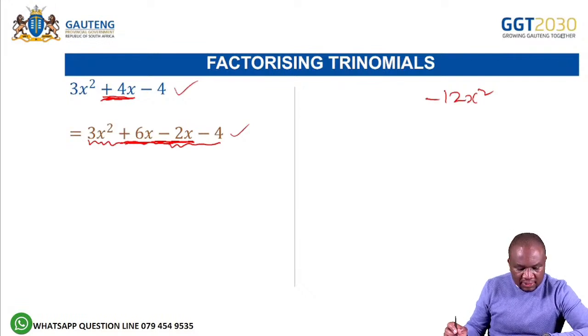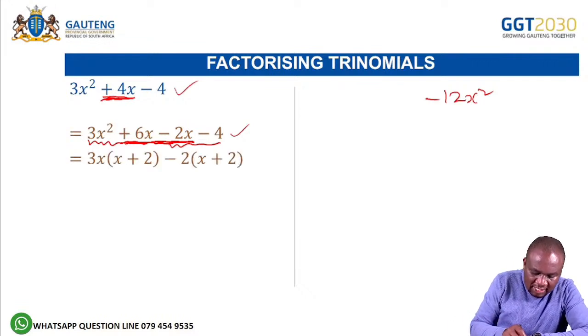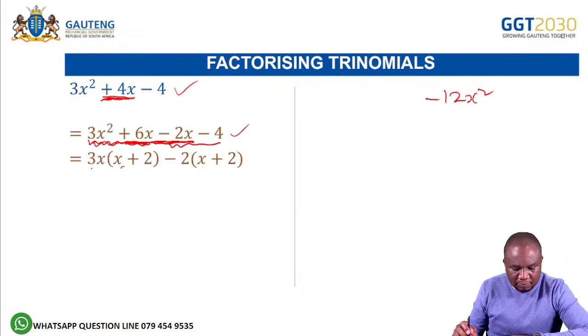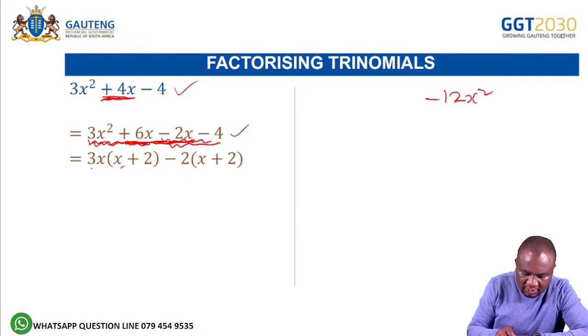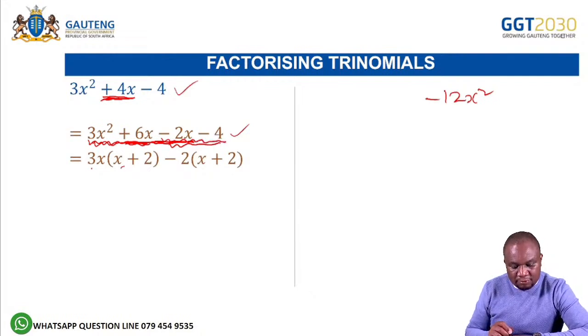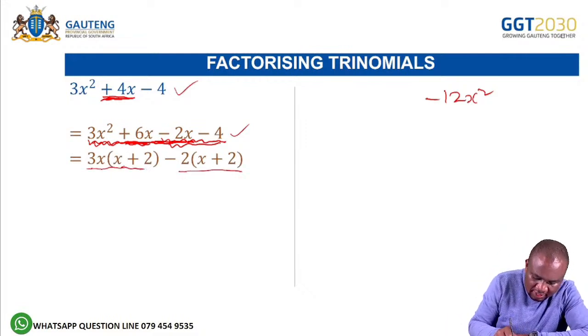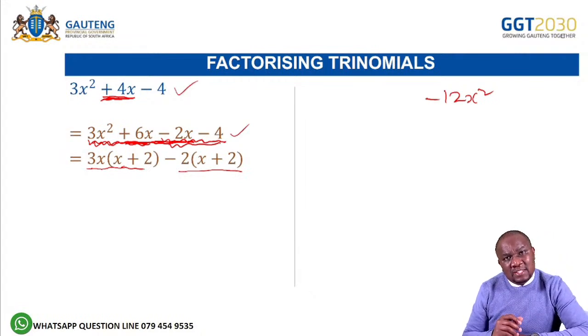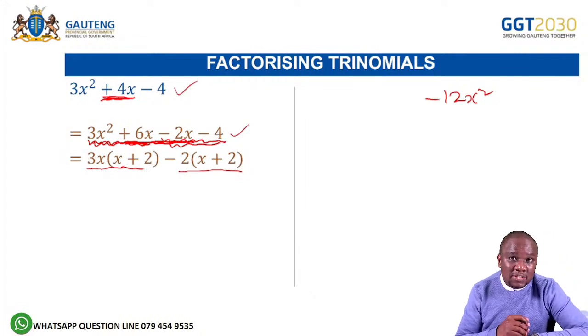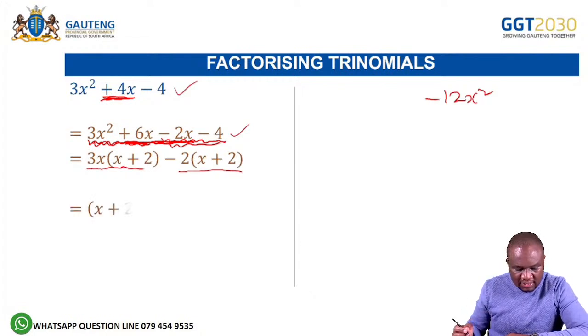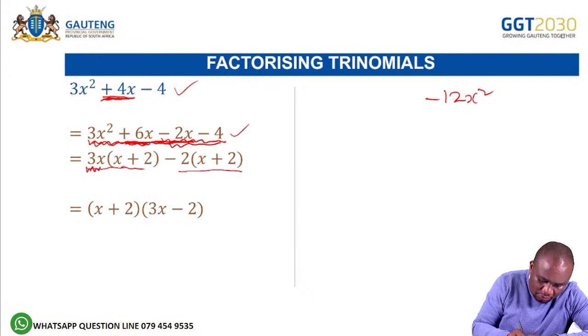So let's just do that. Okay, we factor out 3x in the first pair. We get 3x outside, then x plus 2 in the bracket. We factor out negative 2 with the second pair, and then we get negative 2 outside, and then x plus 2 in the bracket. You see, we have two terms, and these two terms have a common bracket, which is x plus 2. The common bracket forms our first bracket, and then just these two will form the second bracket.